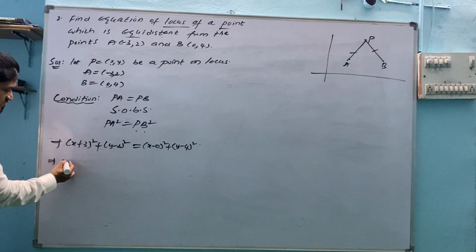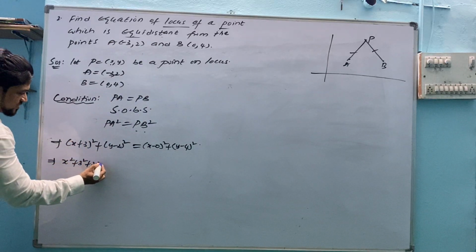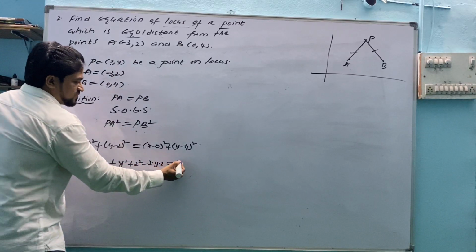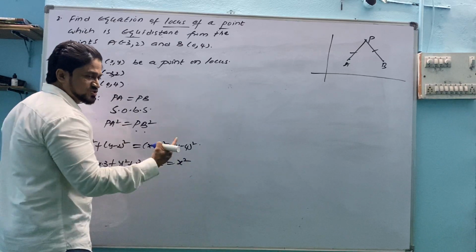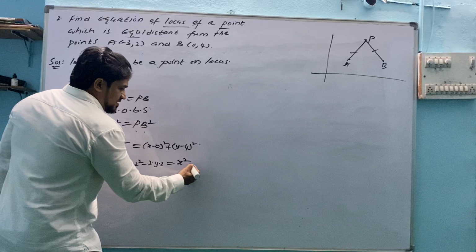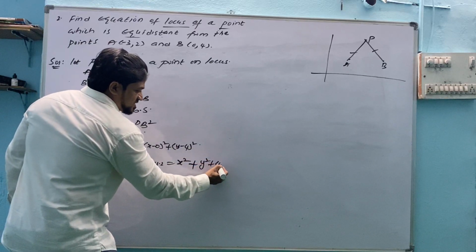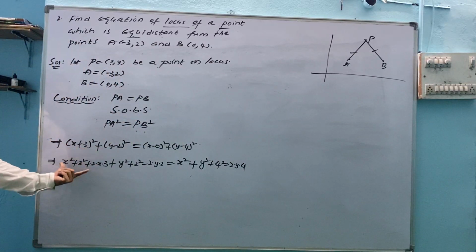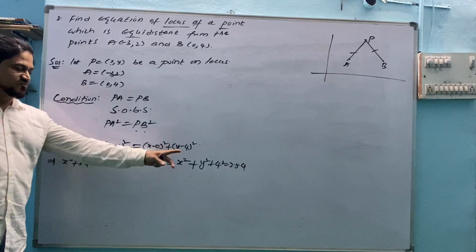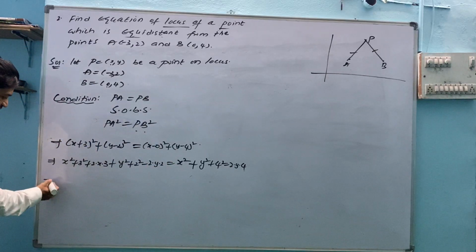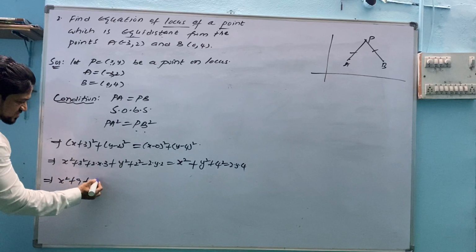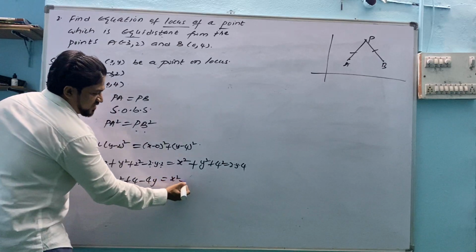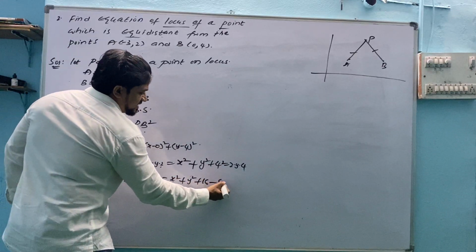Now this is (a plus b) whole square: a square plus b square plus 2ab. y square plus 2 square minus 2 into y into 2. This is x minus 0, x square. Don't need to take x square plus 0 square, no need. This is (y minus 4) whole square: y square plus 4 square minus 2 into y into 4. So after writing the formula, we have to expand this one. This is also expanded, so all the 4 terms expand. Then we should simplify this one. Just write down the simplification terms, whatever you are getting by squaring and multiplying. This is x square and y square plus 16 minus 8y.